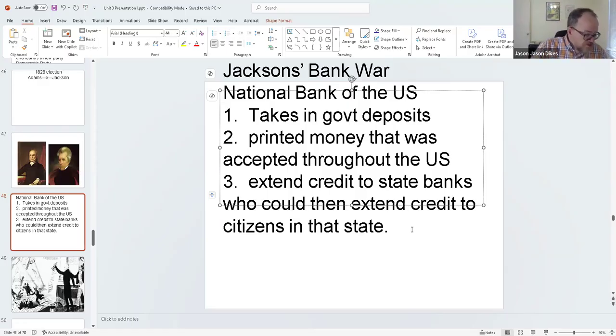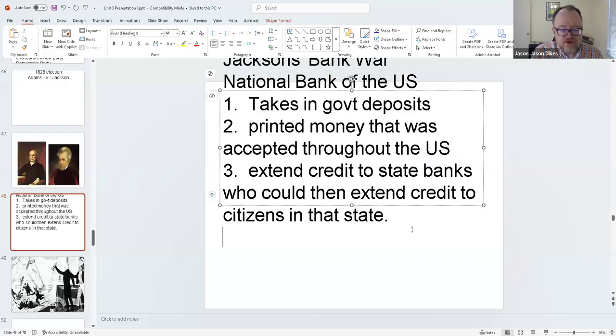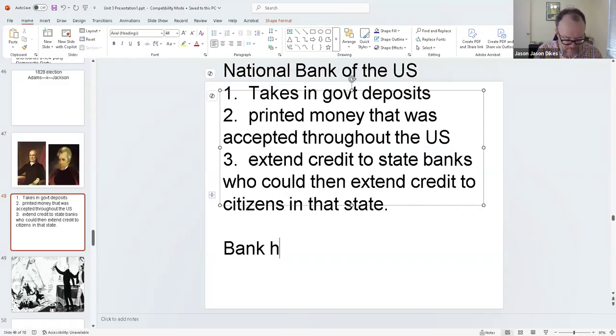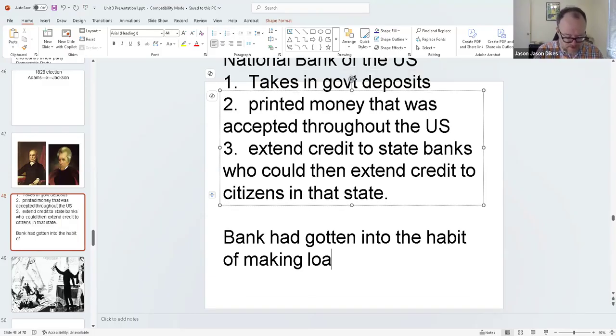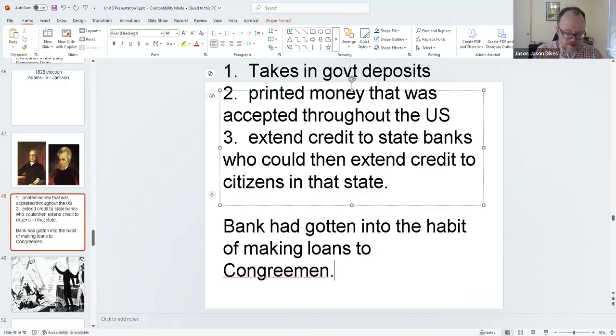Now, why does Jackson hate the National Bank? Well, the bank had gotten into the habit of making loans to congressmen. And Jackson saw that as a threat to government. And I would agree. We really don't want our members of Congress, the House and the Senate, being beholden to a bunch of bankers. That might influence legislation, it might influence how someone votes.